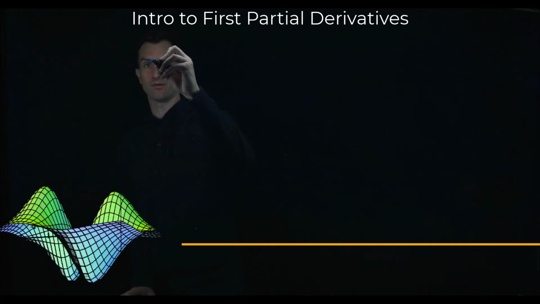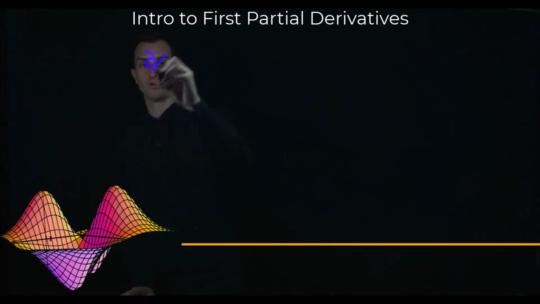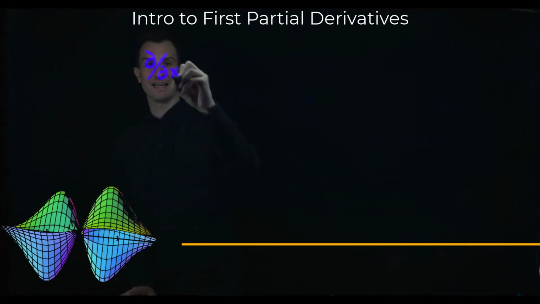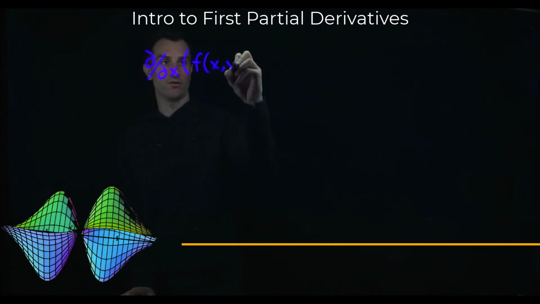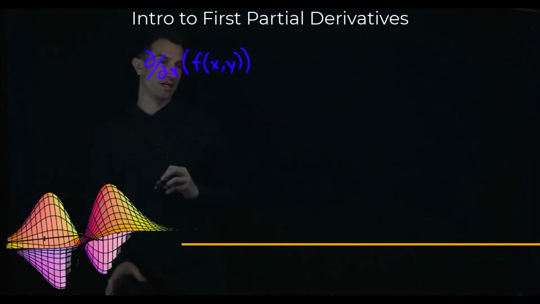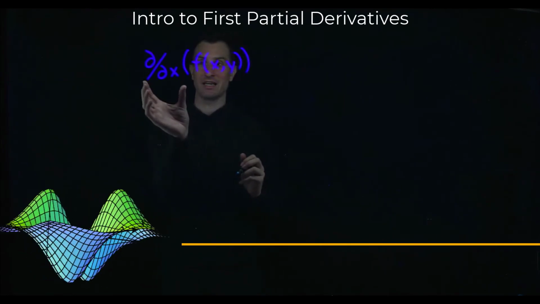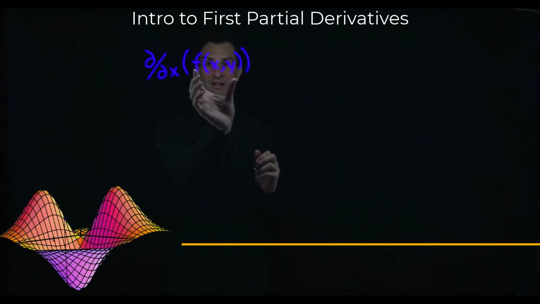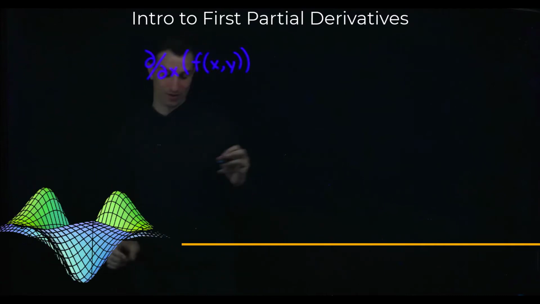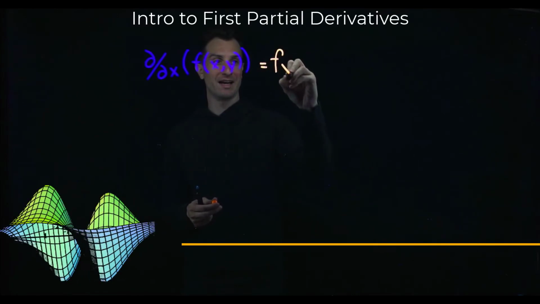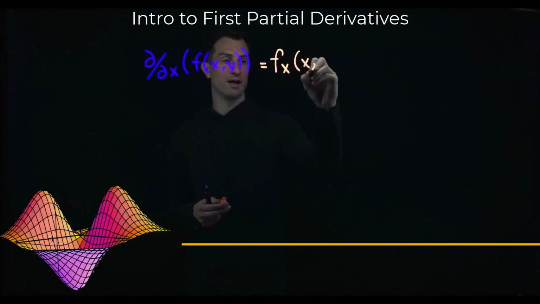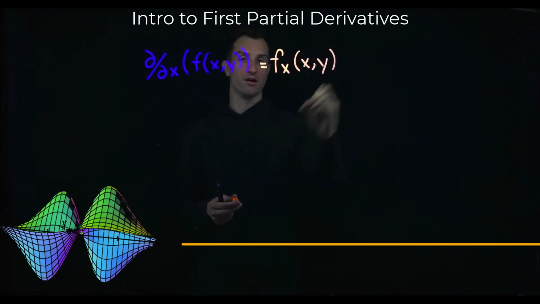Let's say I have some function f of x, y, and I want to take the partial derivative with respect to x of f of x comma y. How do we read this? I'm taking the partial derivative of f of x, y with respect to x. Another way of notating this is f sub x of x comma y.